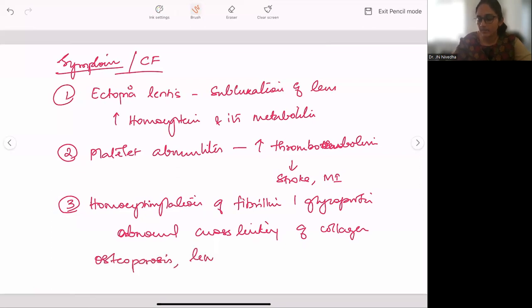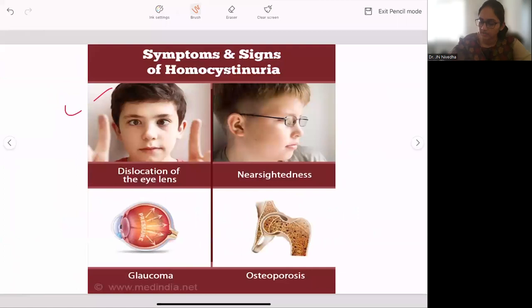Yes, and limb deformities. Okay, there can be limb deformities. Due to these skeletal deformities, there can be osteoporosis and limb deformities. So many skeletal deformities can change the gait of the person. So the classical gait in homocystinuria will be Charlie Chaplin gait.